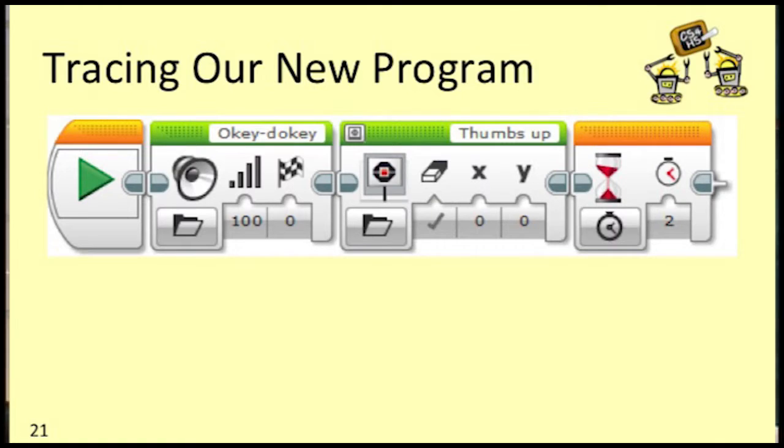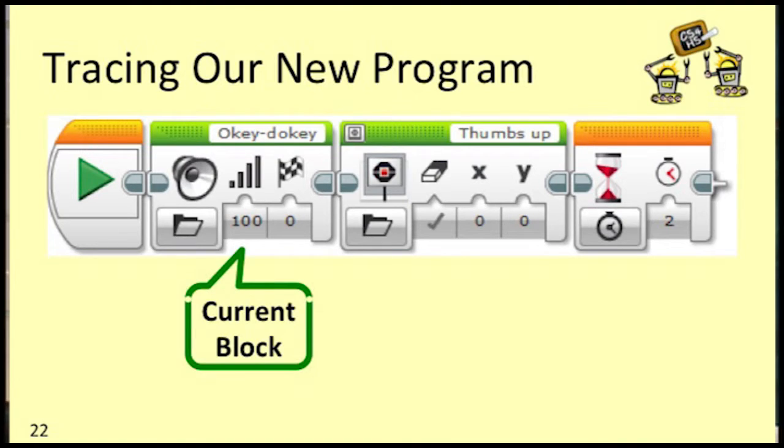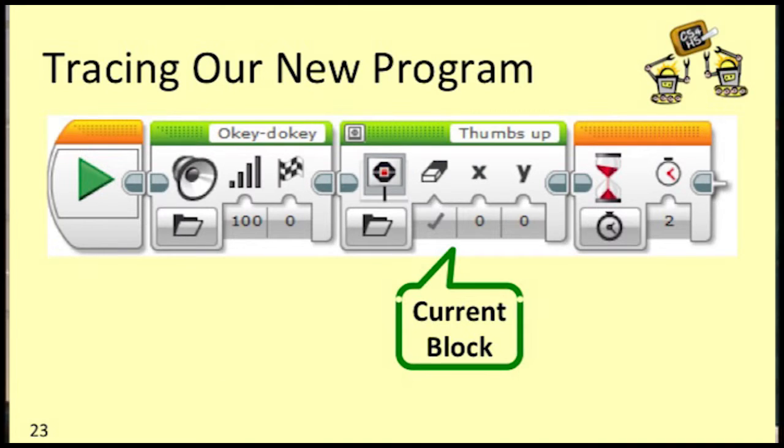Terrific. The process of walking through a program step by step is known as tracing a program. So let's trace our final version of this program. The EV3 starts off on this sound block. It sends the command to its speaker to say okie dokie and waits until the phrase is finished. After completing the sound block, the EV3 moves on to the display block. It erases the screen, since the clear screen option is true, indicated by the check mark, and then draws the thumbs up on the screen. At this point, it declares itself done executing this display block and moves on to the next block.